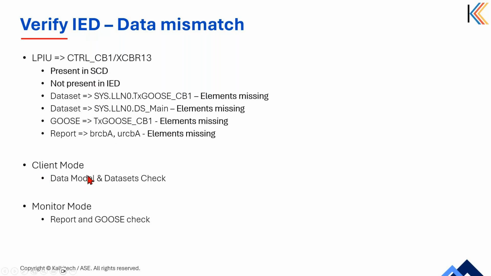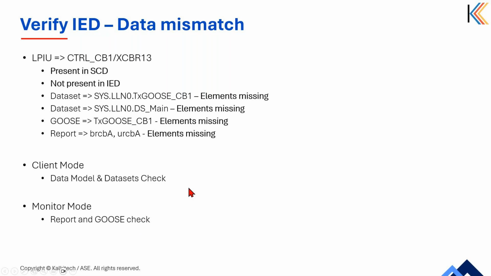And in client mode, we'll focus on the data model and datasets checking, where client will query the data model from the device, and it should be able to detect the errors in the device where the XCBR13 is missing, and it will also check for the dataset integrity, and it will find that the certain elements are missing in datasets as well. So that's the scenario in client mode. And in monitor mode, we will look at the reports and GOOSE which are already exchanged between client and server, and it will highlight the differences in the report and GOOSE. So these are the two use cases.